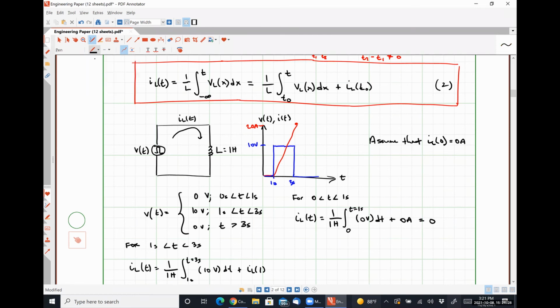For t greater than 3 seconds, IL of t is going to look like 1 over 1 Henry times the integral from 3 seconds to infinity of 0 volts dt plus IL at 3 seconds, which is actually going to be a constant value of 20 amps. Like so.